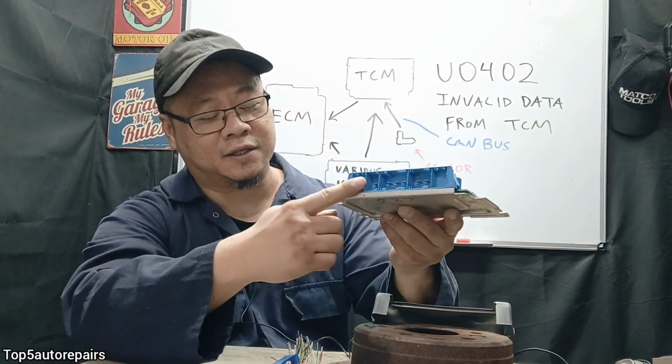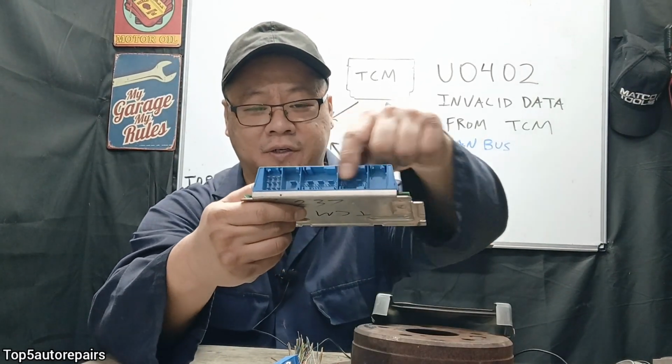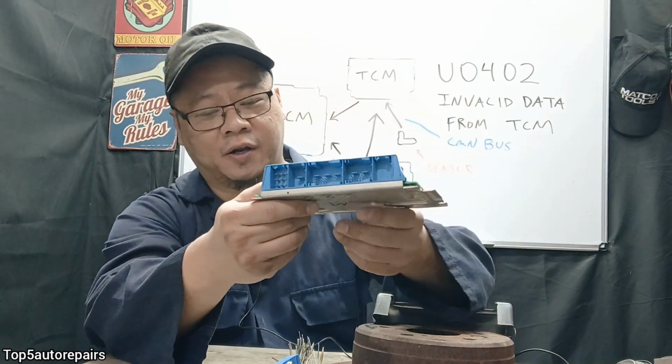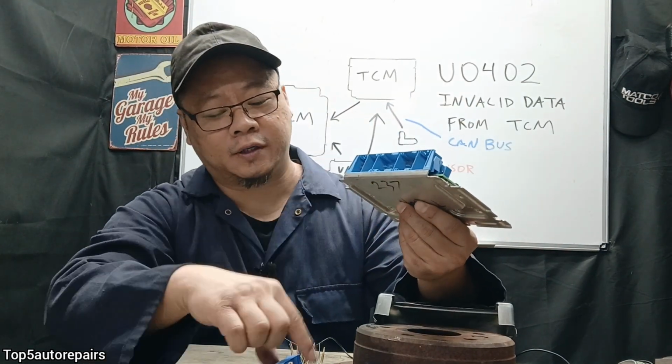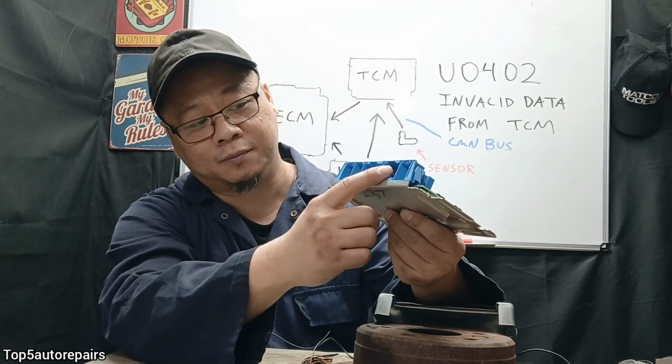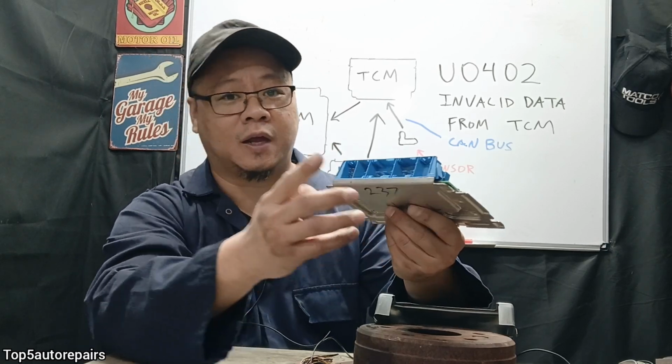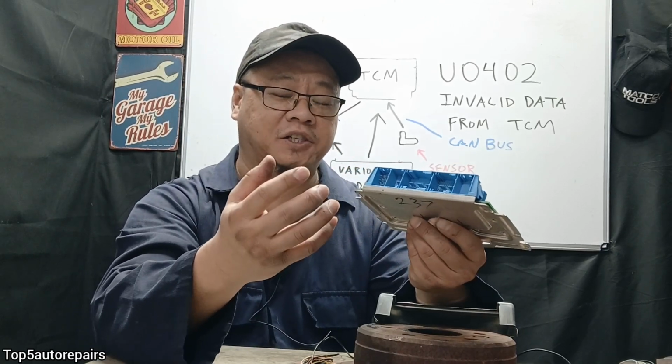The next common problem is there's going to be a connection issue. If you look at the TCM and you look at the connector, there are a lot of pins on it. Over time, these pins can become corroded, or the connection going to the TCM can become loose due to vibration.